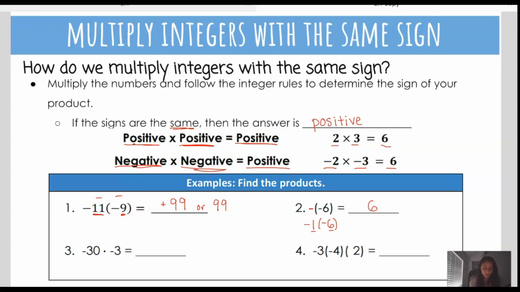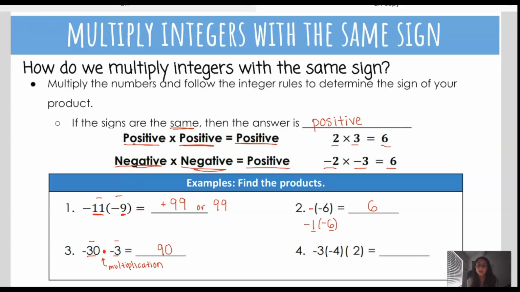Number 3 says negative 30 times negative 3. That little dot there means multiplication. So if you didn't know that, that's important. So we're going to multiply our numbers, 30 times 3 to get 90. And we had a negative times a negative, so our answer is positive.